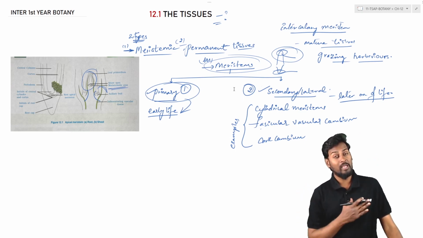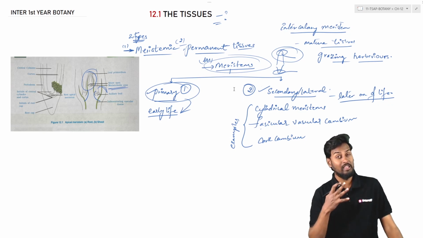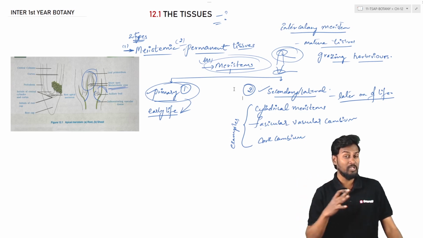Primary meristem is the one which forms in the early stage of life, and it forms the primary tissue and primary ground tissue within the plant. Whereas secondary or lateral meristem is the one which is generally replacing the primary meristem.